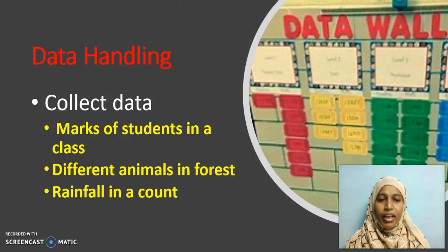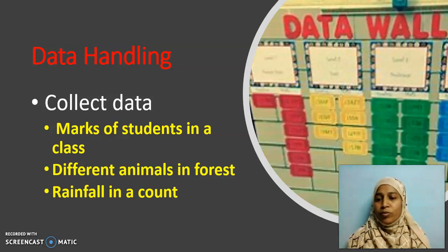Okay, when we talk about data handling, the first thing we have to do is collect the data. While collecting data, we should be aware of the purpose why we are collecting the data. What is the objective of collecting data? Okay, I have given you a few examples of data being collected. Marks of students in a class give us some data. With that data, I can conclude many things about one single student or about a particular subject or a particular class or about the whole school. I can infer many things with that data.